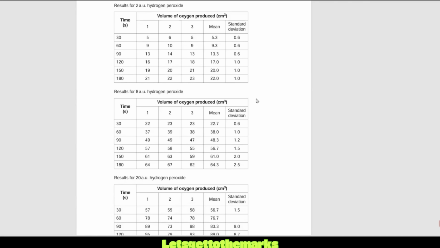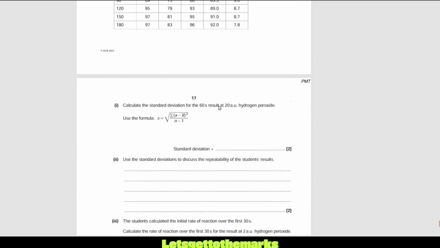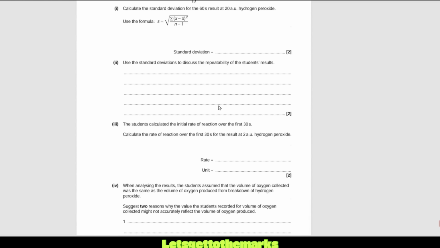Let's zoom down. 8Au, so a slightly higher concentration of hydrogen peroxide. And then we've got the results for 20Au, which is a much higher concentration of hydrogen peroxide. Of course, that's our substrate, and the catalase is the enzyme. Calculate the standard deviation. Ooh, got the equation there. Let's zoom in and make this a bit bigger for you.